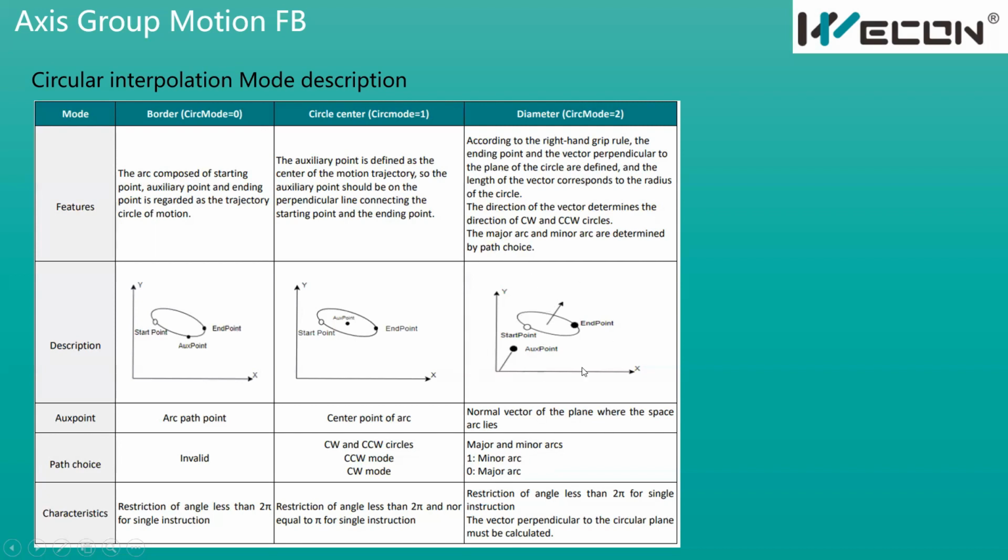And also for these modes, we have two parameters of this path choose. One means like CCW, and 0 means CW mode. And usually we use mode 1 and mode 2, these two modes.